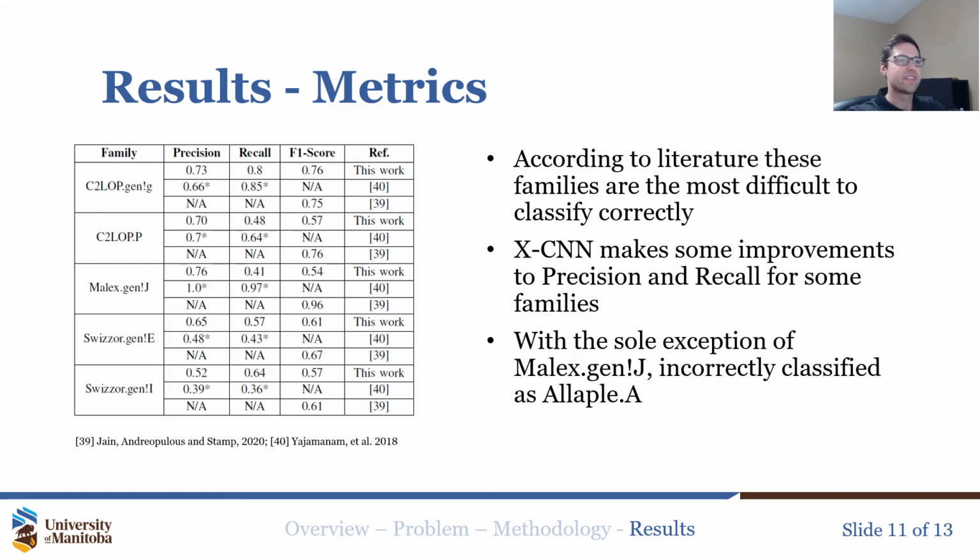And according to literature, these families are the most difficult to classify. If we just look at the table to the left, the C2LOP and the Malex families, our model, along with others, has difficulty in terms of precision, recall and F1 score. We show that, give or take, we have some improvements over the other models, and in other cases we do worse. But the real exception is that our classification of Malex Gen J is poor, while other models don't have issues with it. That may speak to a fault in our classification, because if the complexity classification performs so well in other models, what is it about this particular virus generation family that gives our model more trouble than others? That's something worth pursuing and looking at.